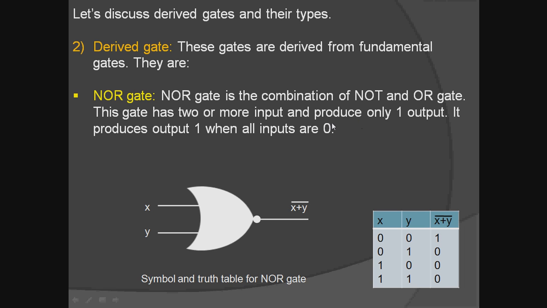In the case of this NOR gate, it produces output 1 when all the inputs are 0. As you can see in this truth table, x and y, then x plus y the whole bar, when both are 0 it produces 1. But when the inputs are 0 1, 1 0, or 1 1, the outputs are 0. So this is the symbol.